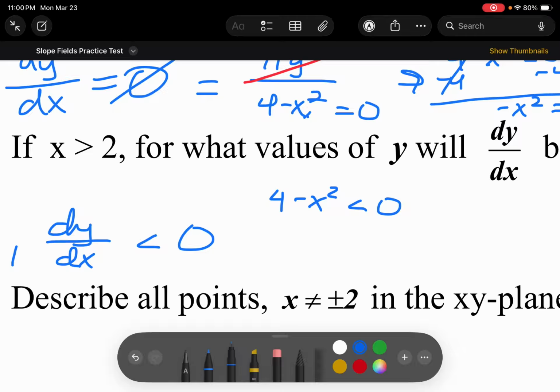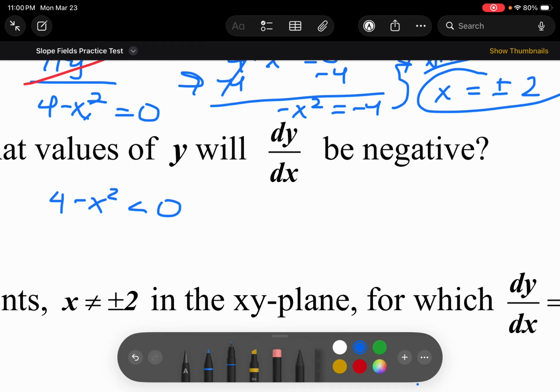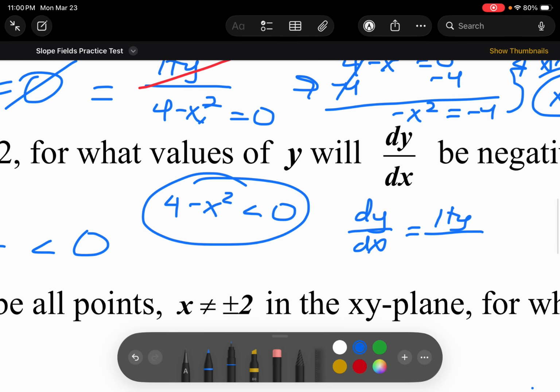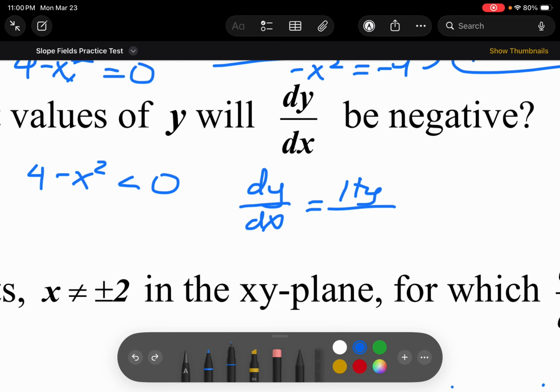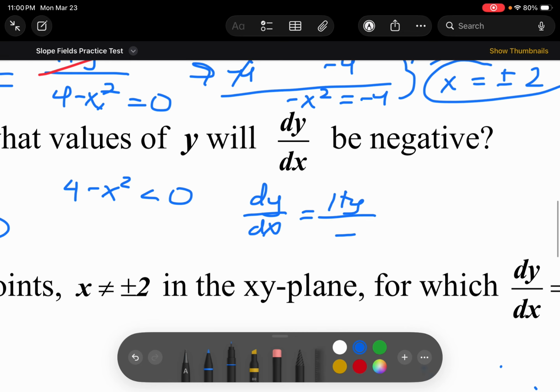Maybe it's because it's in the denominator. Yeah. So yeah, they changed it to a negative sign at the end. Okay. Yeah. So dy dx is equal to 1 plus y. Let's leave that numerator alone. Since this is going to be less than 0, that's going to be negative. So let's leave it like that, which is less than 0.